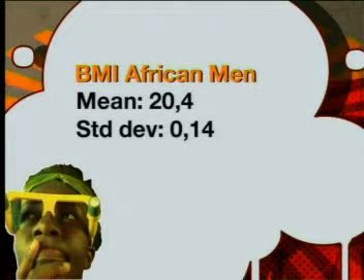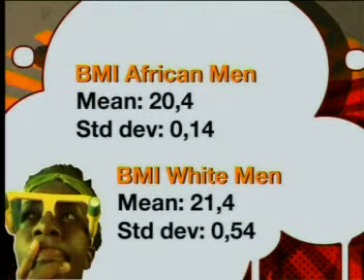In this research, the mean of the BMI for African men was 20,4 with a standard deviation of 0,14. The mean of the BMI for white men was only a little higher than this at 21,4 with a bigger standard deviation of 0,54. This could indicate that although the white men have a higher nutritional status than the African men, the difference between their nutritional statuses is not as big as it appeared when we looked at height and mass as separate measurements. Let's look again at what we've learned about our new measure of dispersion called standard deviation.